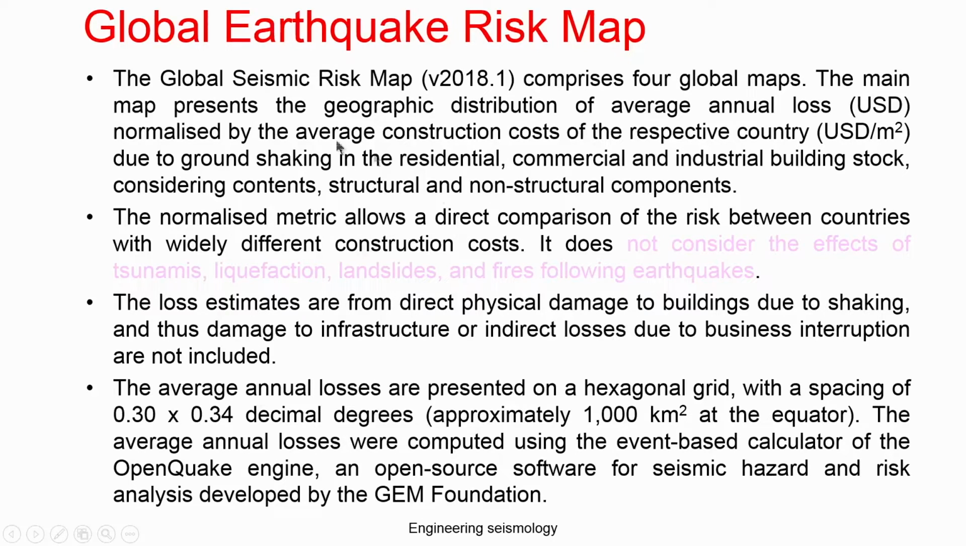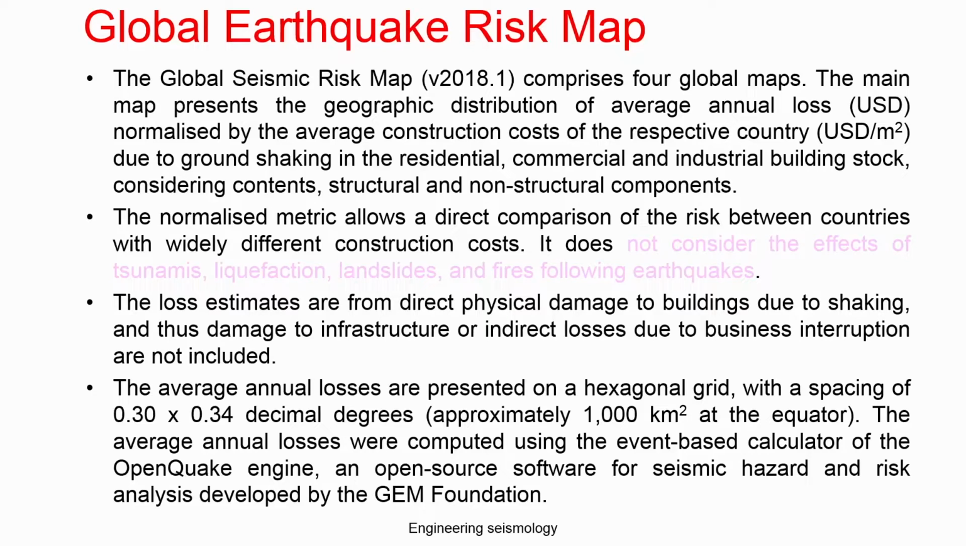You can see that the risk right now given in the Global Earthquake Model only considers the direct ground shaking hazard, not the tsunami, liquefaction, landslide and fire. This is because incorporating this minor level information at the global level would be very complicated. But at least it tells you where it stands with respect to the direct ground shaking hazard at bedrock level conditions. The loss estimations are from the direct physical damage to buildings and infrastructure due to shaking. Indirect losses due to business interruption are not included. It is only the building damage: when the earthquake happens, what is the earthquake loss.